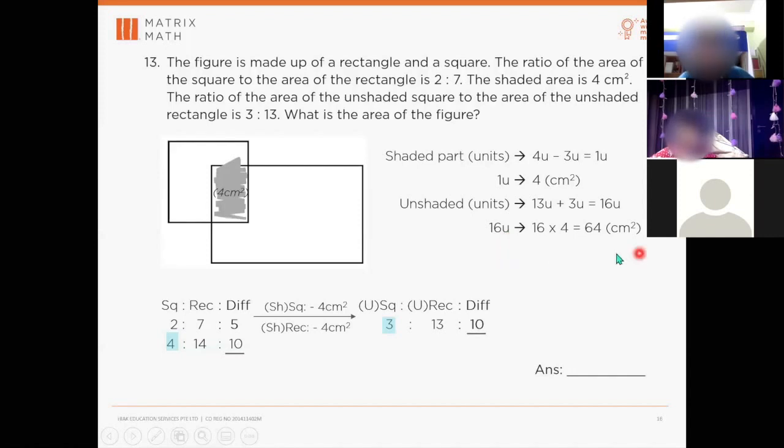So then from here, what else must I do? Area of the figure. This is just the unshaded area, right? So now you want the area of the whole figure. Is it just the unshaded? No, plus the shaded. Correct. You got to plus back the shaded. So you take 64 plus the 4.